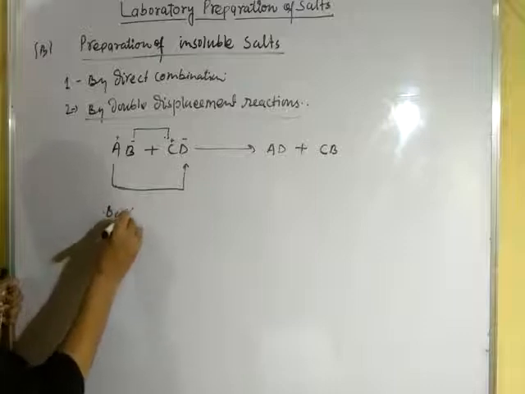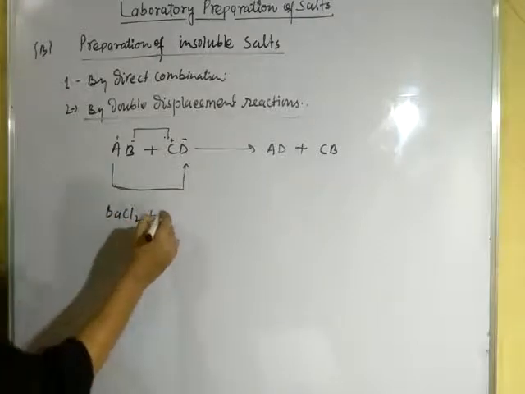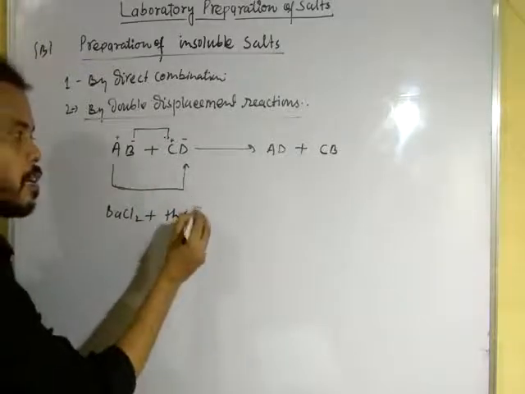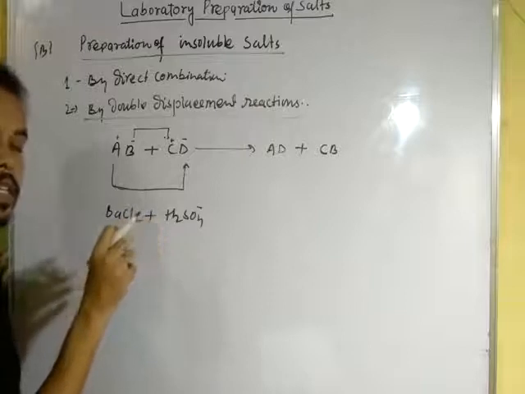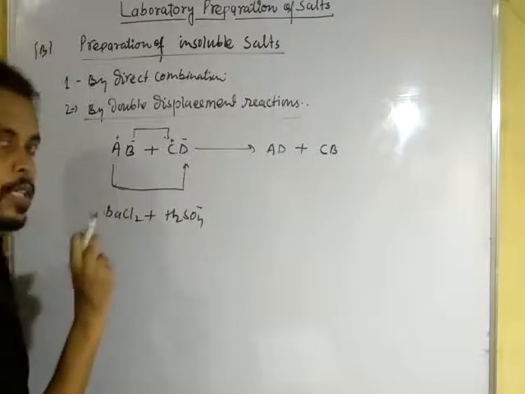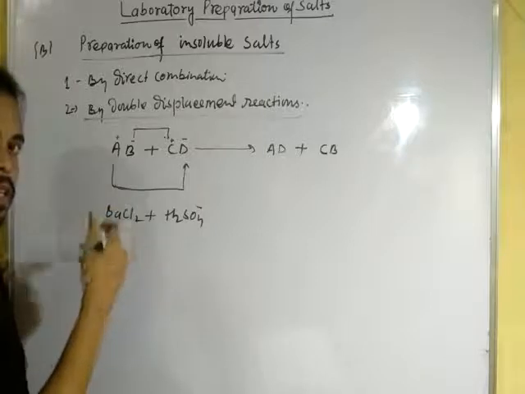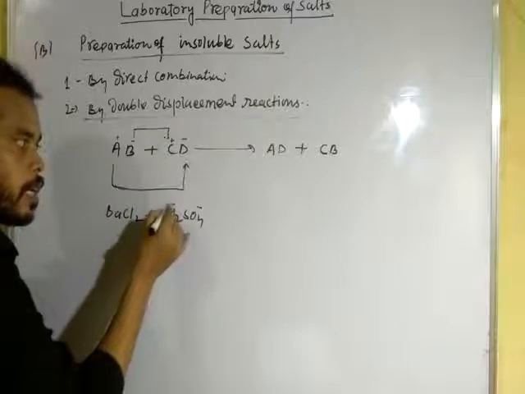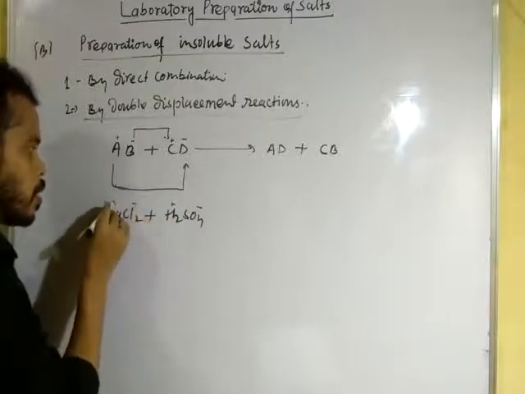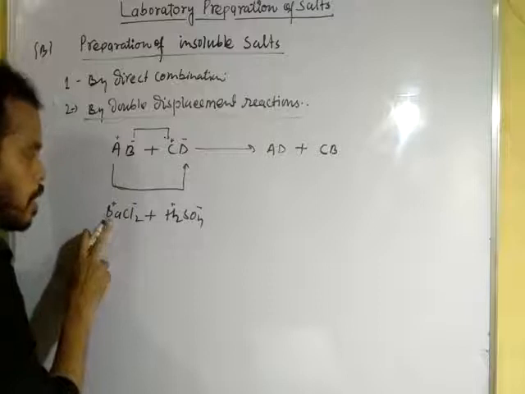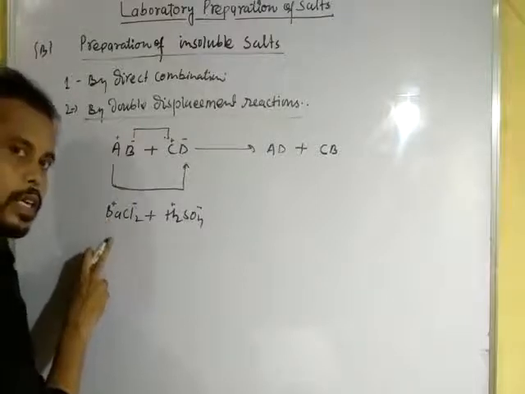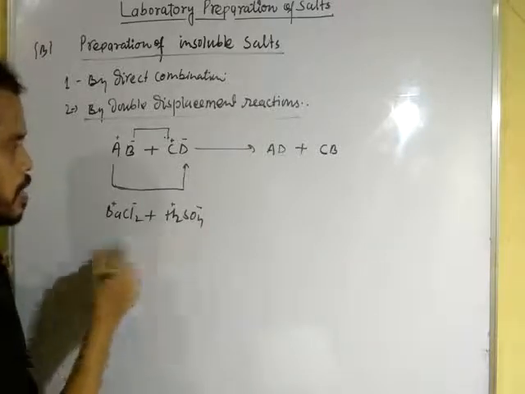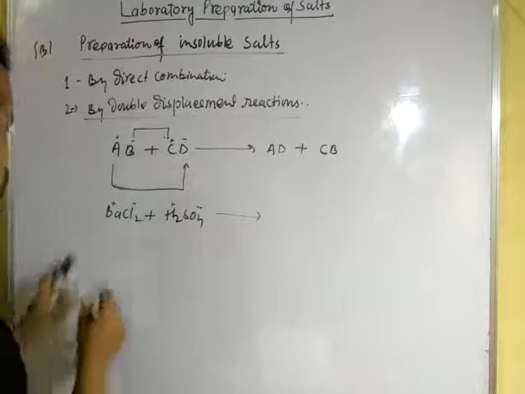Suppose barium chloride, BaCl2, is treated with H2SO4. You know, here sulfate is negatively charged. I am not presenting the actual charge here, I only want to tell you the positive part and the negative part. This is the positive part, this is the negative part, this is the positive part. Actually, barium contains 2 positive charges and chloride contains 1 negative charge. Okay, now interchange the ions.